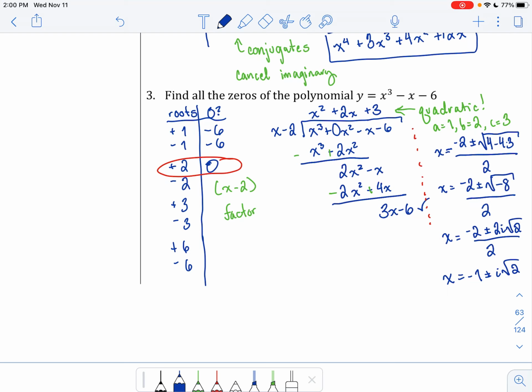So then all of our zeros and all of our roots are 2 from the beginning, and then negative 1 plus or minus i root 2. And we have all 3 zeros matching the degree.